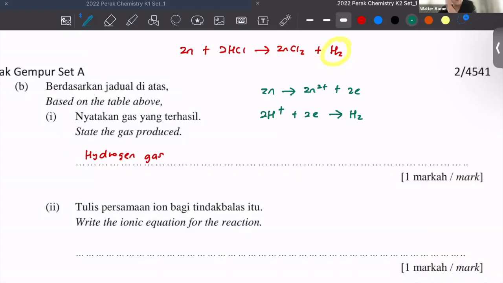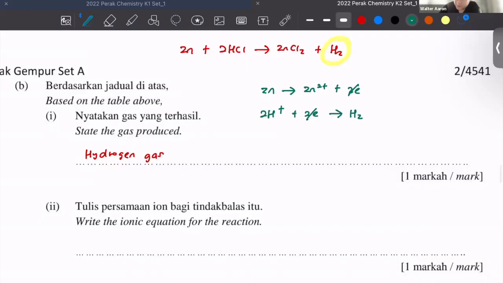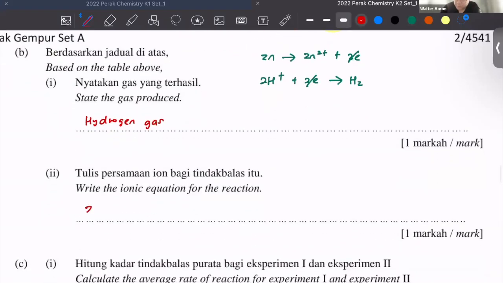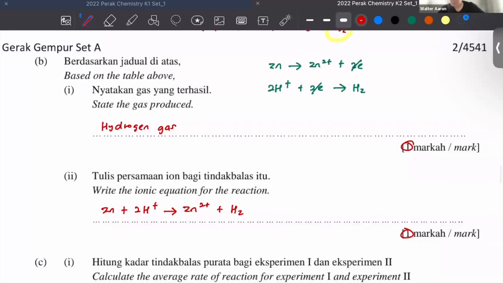To write the overall ionic equation, you just have to cancel the electrons and then write whatever is before the arrow together. That's the easiest way. And then put whatever that's after the arrow together. Then you'll be able to write the correct answer. That's it. So therefore, that's the answer.